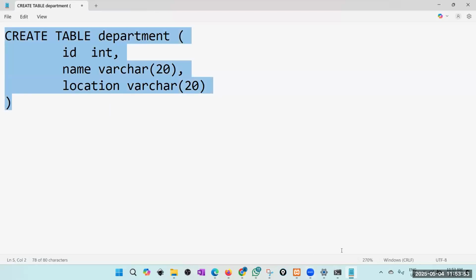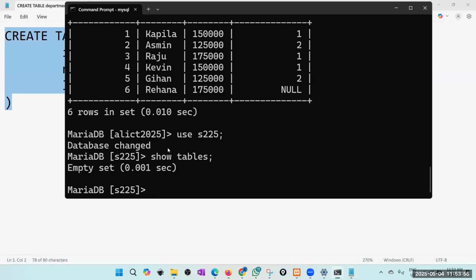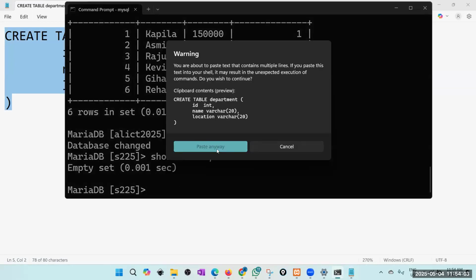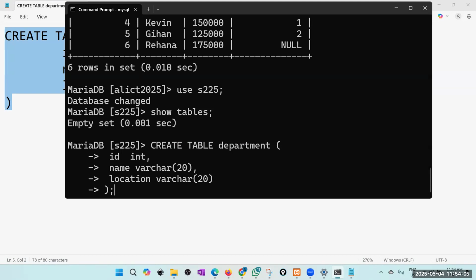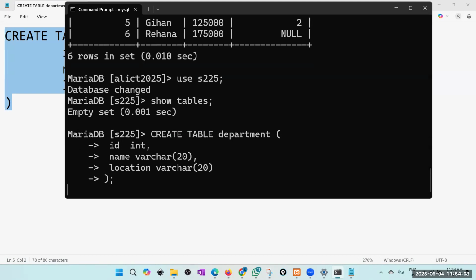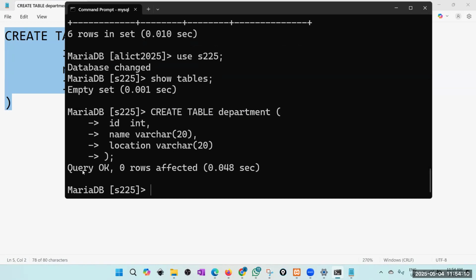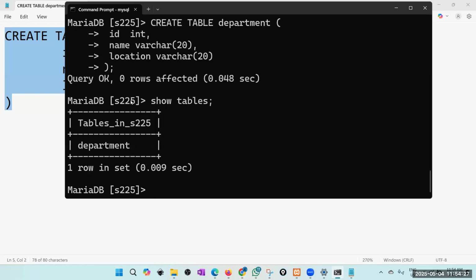So now I can take to my command line because I have connected to S225. I paste it, right click, paste anyway. Make sure you have the semicolon and enter. If it says query okay, that means no issue. Otherwise, it will give you the error message. Now I have created my first table. Now if I type show tables, which is not SQL, this is MySQL command show tables. Now you can see there's a table called department.